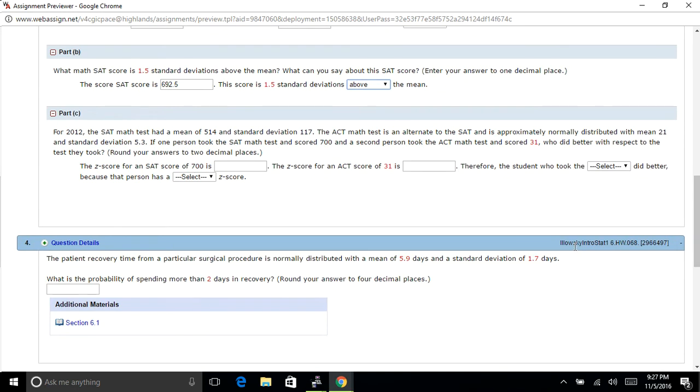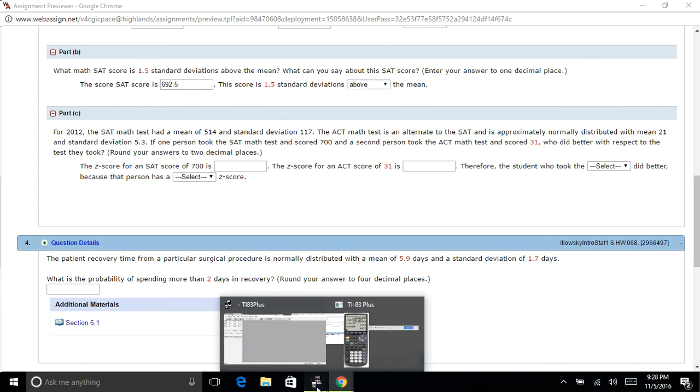All right, so let's do this last one. For 2012, the SAT math test had a mean of 514 and a standard deviation of 117. The ACT math is an alternative to the SAT and is approximately normally distributed with a mean of 21 and a standard deviation of 5.3. So if one person took the SAT and scored a 700 and a second person took the ACT math and scored 31, who did better? All right, well, that's kind of a crazy one.